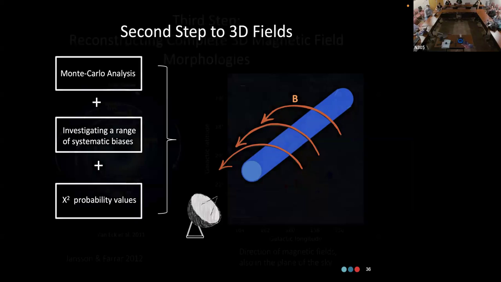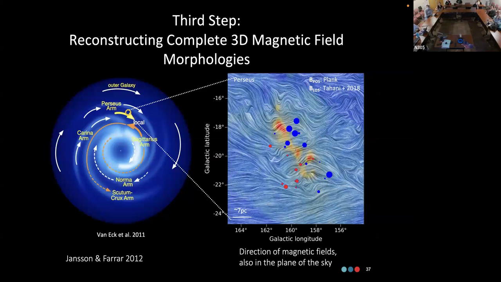So what we did next was we used galactic magnetic field models, particularly Jansson and Farrar 2012, and plane of sky magnetic field observations, and line of sight magnetic field observations. And with these three, we were able to reconstruct the complete 3D magnetic field morphology associated with these molecular clouds.